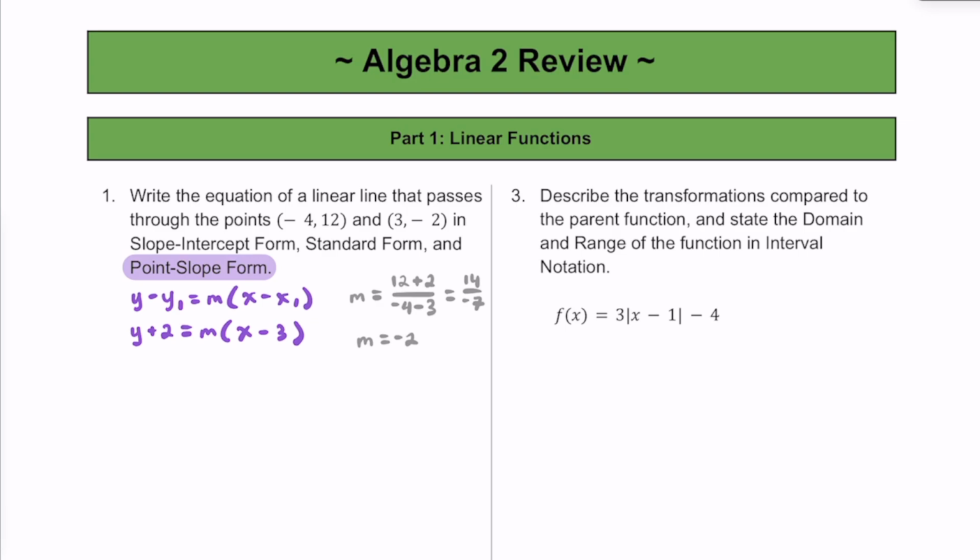So writing our equation in point-slope form, we're going to have y plus 2 is equal to -2 multiplied by the quantity of x minus 3. This would be our equation in point-slope form.